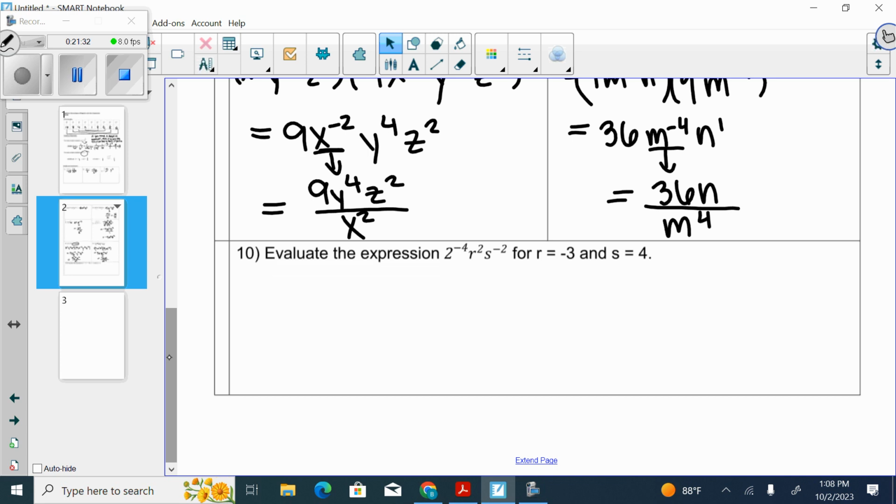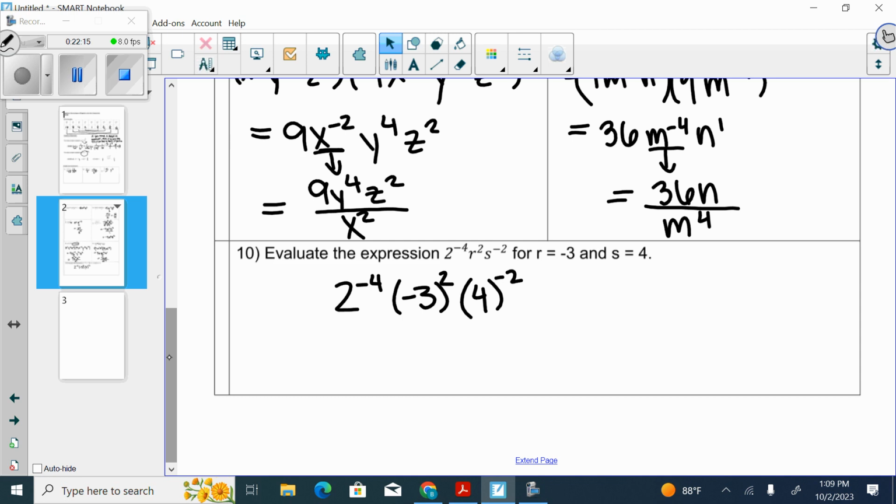All right, and the last one, number 10, says evaluate this expression for r to the -3rd and s to the 4th. All right, so we have 2 to the -4, right? R squared, but what did they say r was? -3, so instead of r, I'm going to plug in a -3, and it says squared, right? And then instead of s, what did they tell us s was? 4. And it's supposed to be to what exponent? -2. Okay.